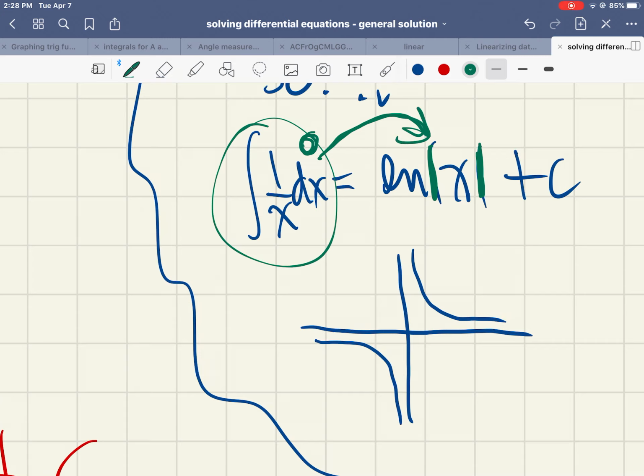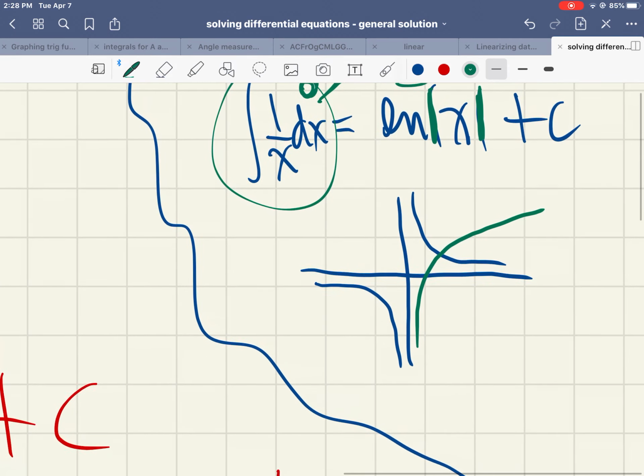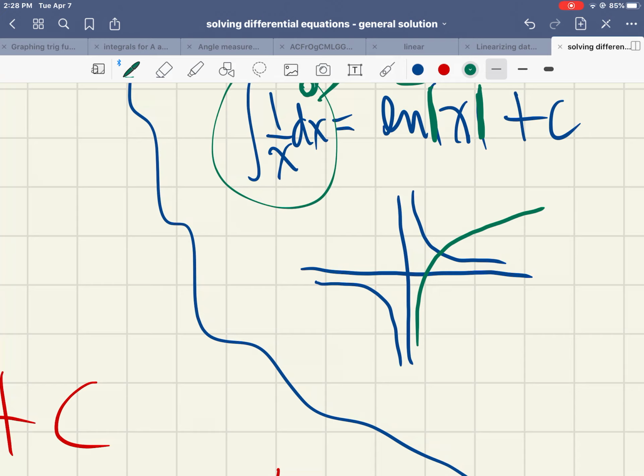If I just did ln x, I would have that graph. But is that actually the graph? Well, no, it's not. It's not actually the graph, because we've got another part over on the other side, okay?